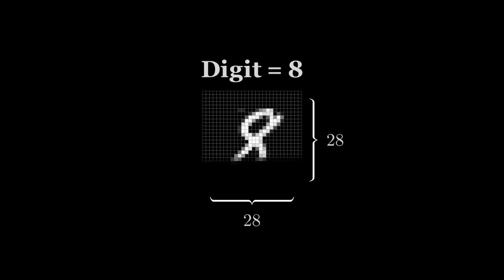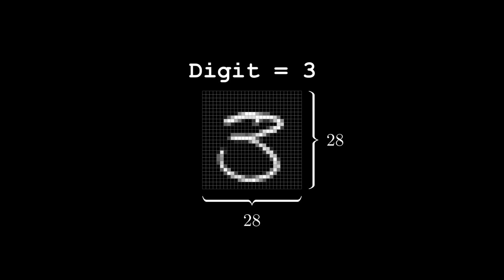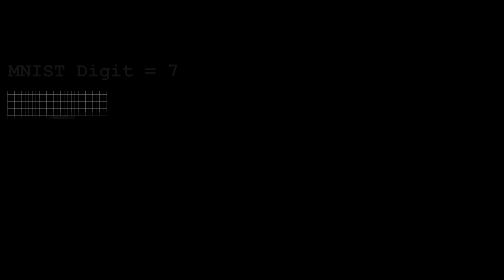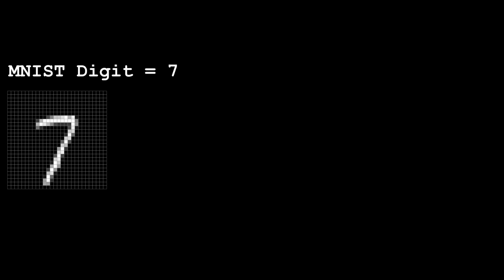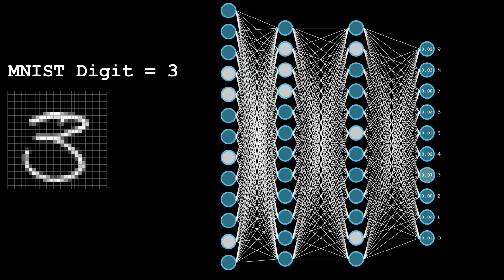The MNIST database, which we'll work with, is a collection of 70,000 28 by 28 pixel handwritten digits. Each pixel has a value from 0 to 255, representing its brightness. Now, given an image, the goal for the network is to predict what number appears in it. So here, our network should predict 7, 3, and 0 here.